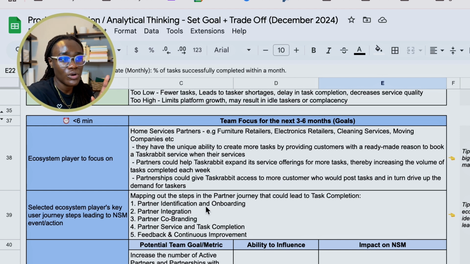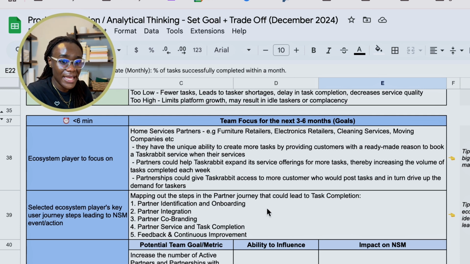The second reason why I'm focusing on the home service provider is that partners could also help TaskRabbit expand our service offering for more tasks and increase the volume of the tasks completed on a weekly basis. The partnerships give TaskRabbit access to more customers who would otherwise not have come and drive the demand for TaskRabbit. So that's my major reason. They have a ready market, they have ready customers, and their integration helps them to complete the service experience. So there's an incentive for them to actually have TaskRabbit complement their services.